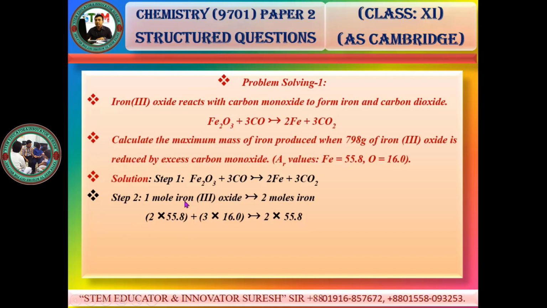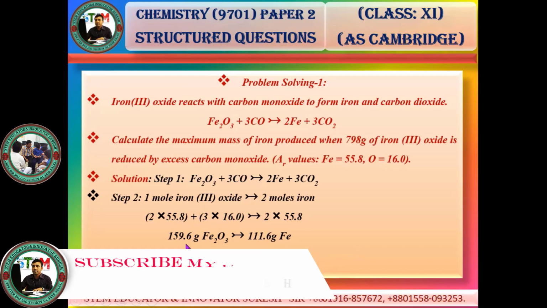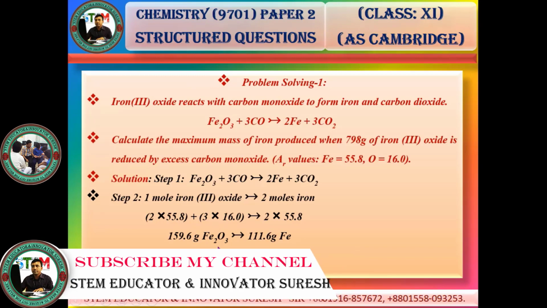So on the left side, iron(III) oxide has the formula Fe2O3, meaning 2 atoms of iron, 2 multiplied by 55.8, plus 3 atoms of oxygen, 3 multiplied by 16.0. On the right side there are only 2 atoms of iron, so 2 multiplied by 55.8. Now summing up with your calculator, you will see 159.6 gram of iron(III) oxide is forming 111.6 gram of iron.